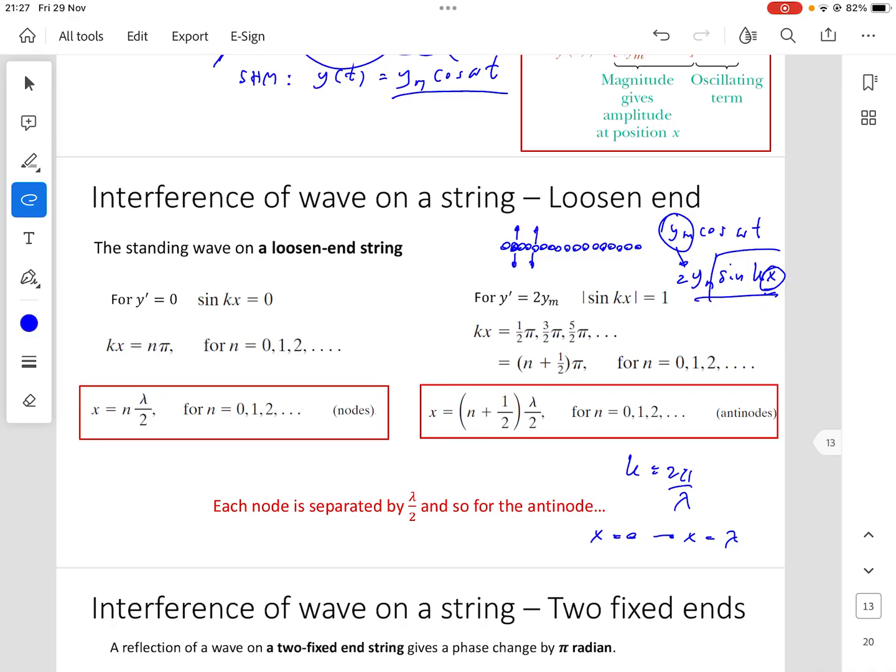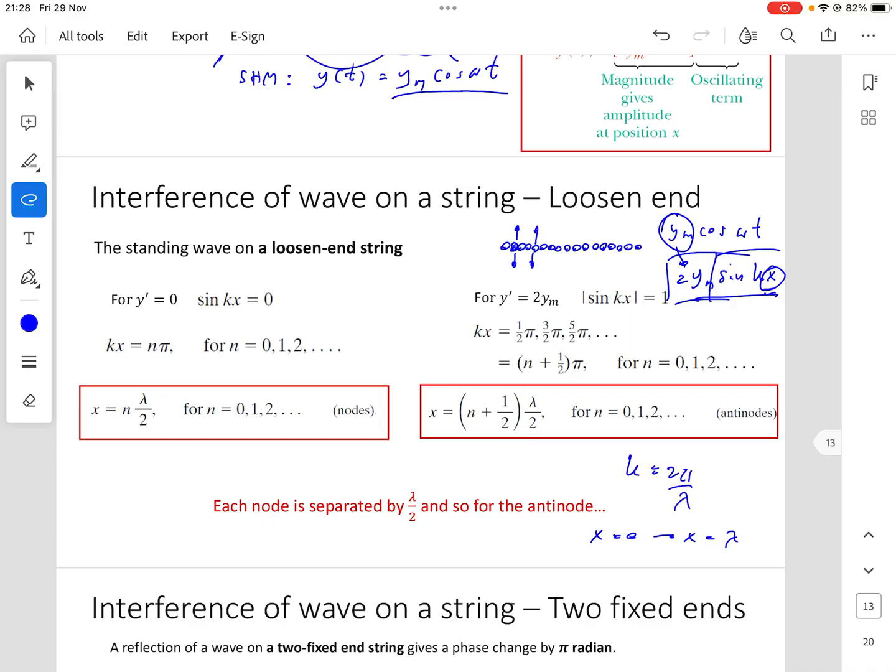Well, I will show you the animation later in the next video, but now, let's try to understand what it really is. I can say that this will give you different interference. The amplitude of the simple harmonic motion here, equal to 2ym sine kx, gives you a different interference result depending on x.